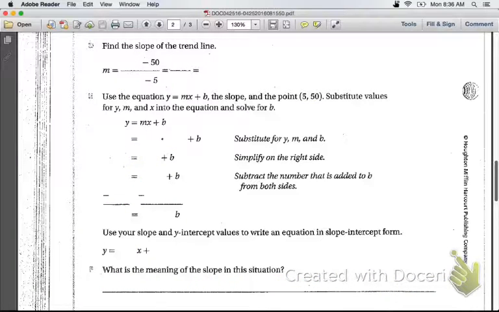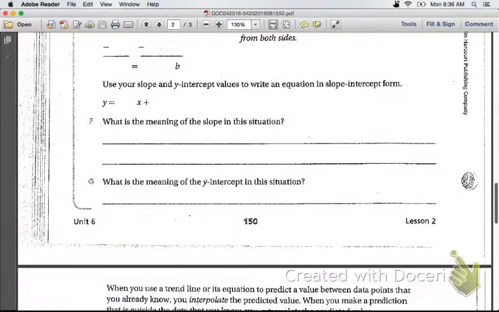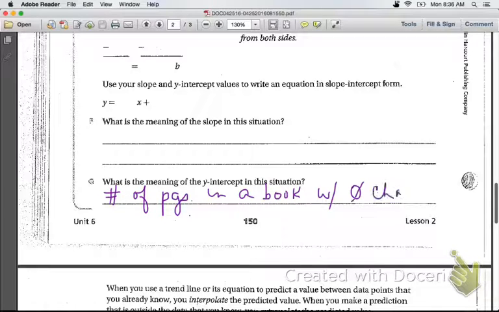In this case, with having a 0 intercept, what is that meaning? Well, it kind of means that the number of pages, and this makes sense, in a book with 0 chapters is 0.